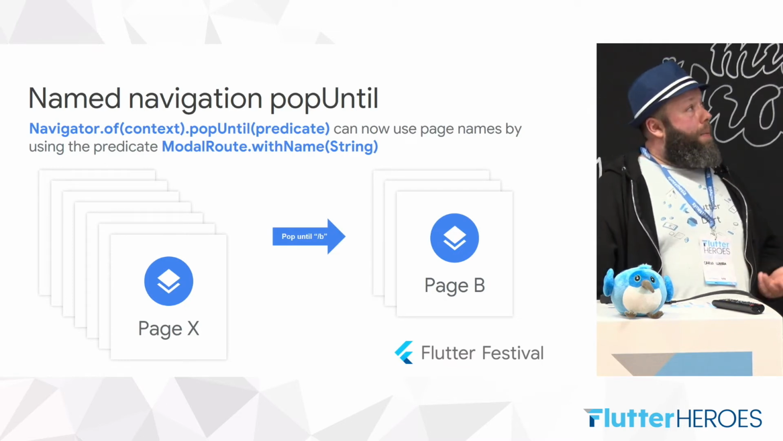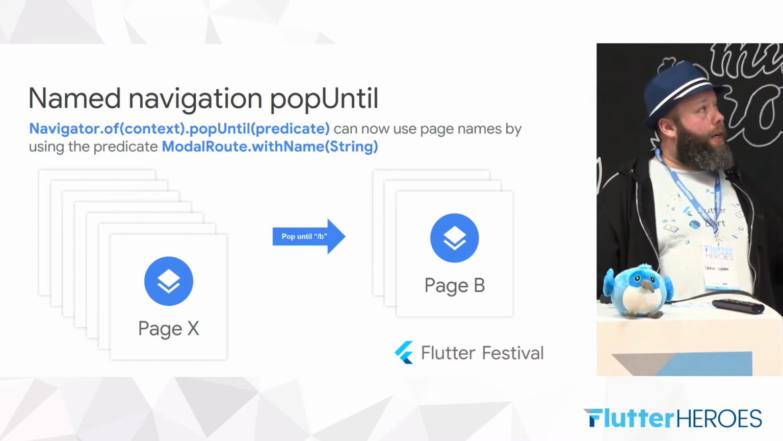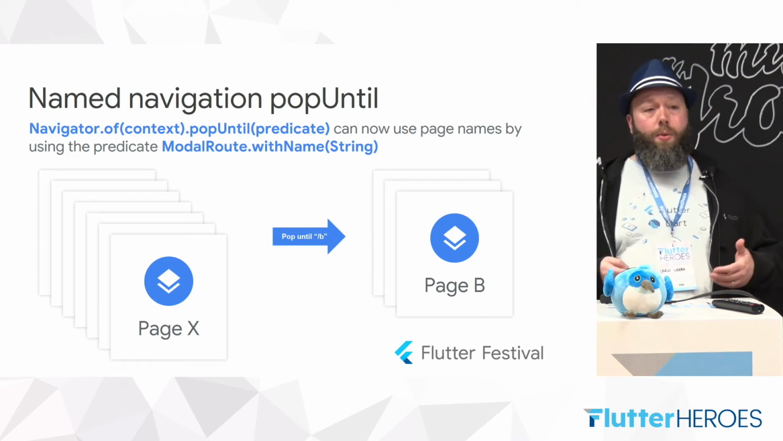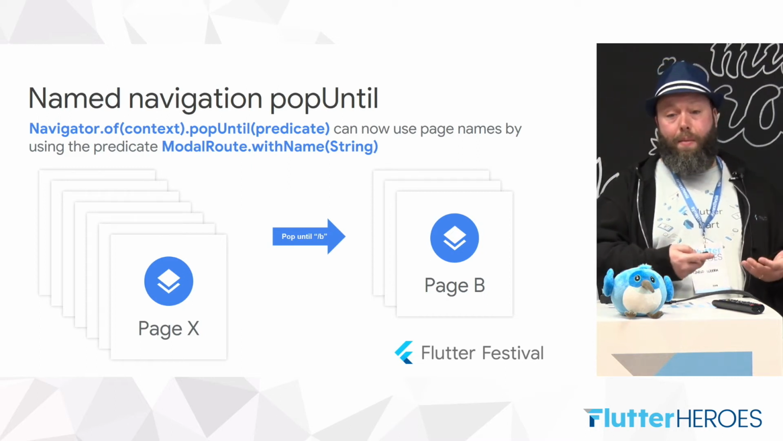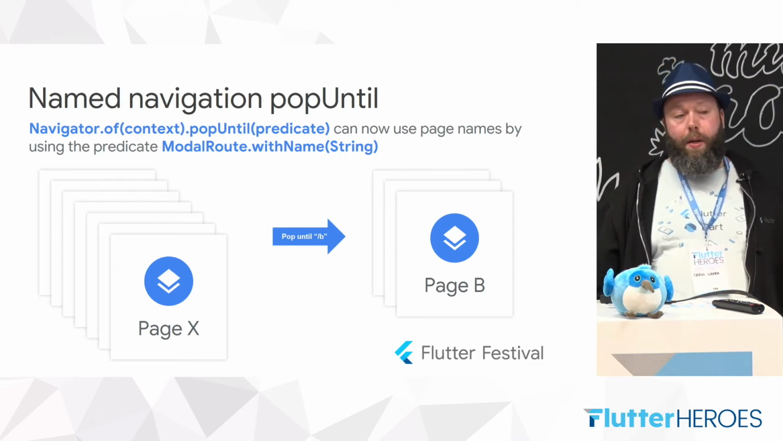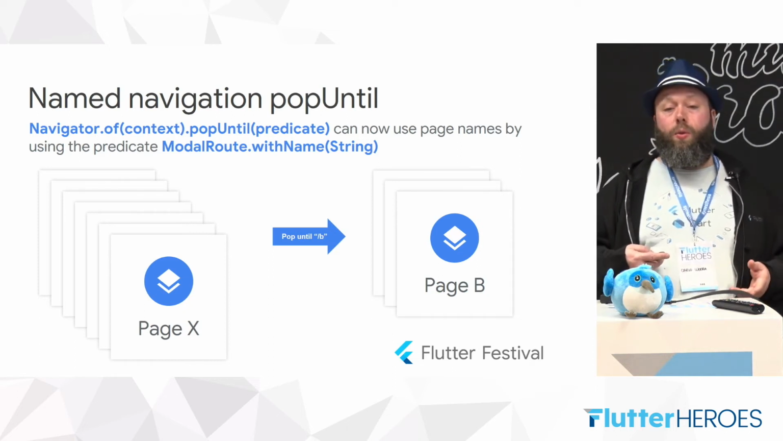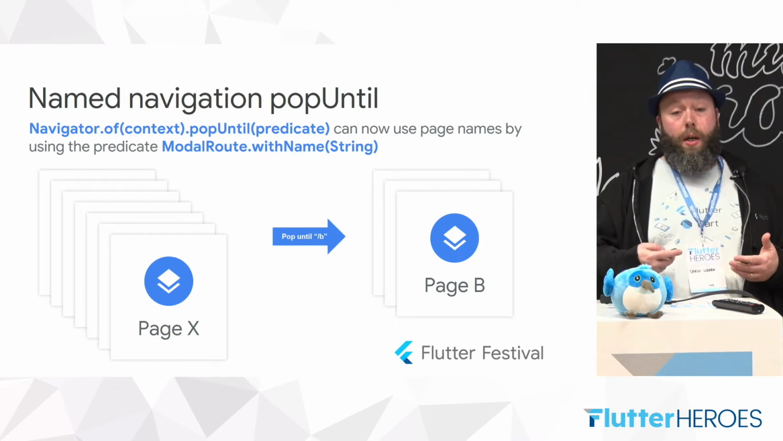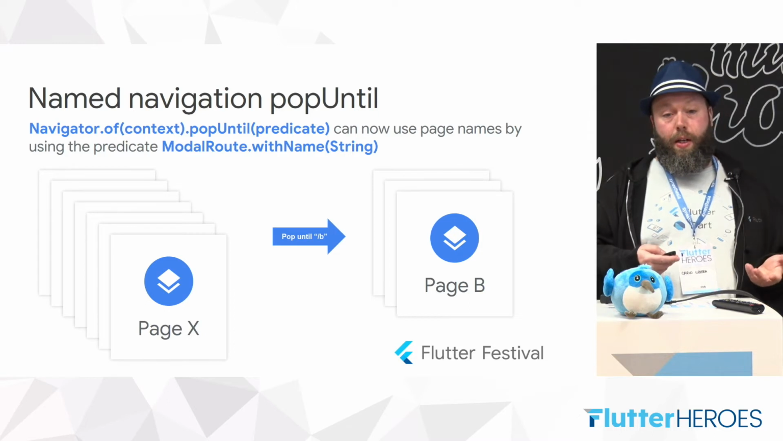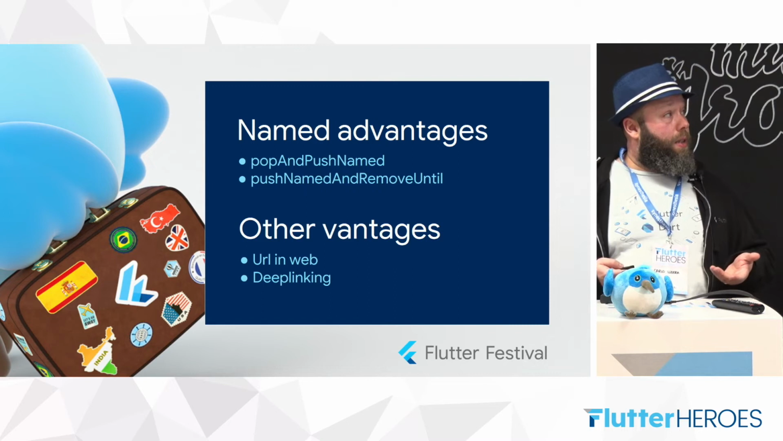Also, we have pop until, but in this case we have another option because we can use the modal route with name as a predicate. Since we now have set a name for each route, we can pop until the navigation with that name. This is really useful because we don't need a complex predicate to navigate to the correct page back, but we just can get it by the name. It's really useful.